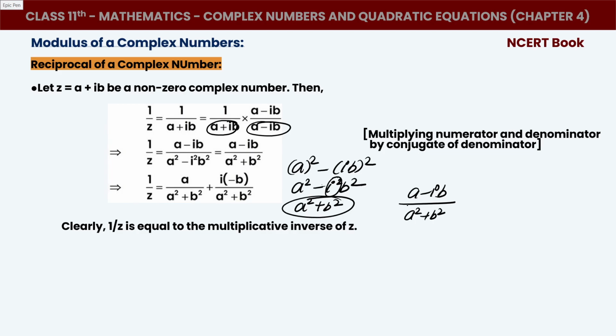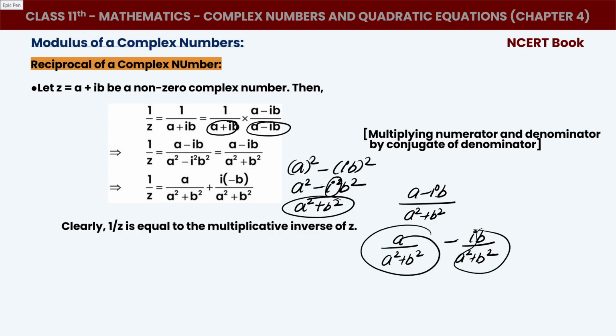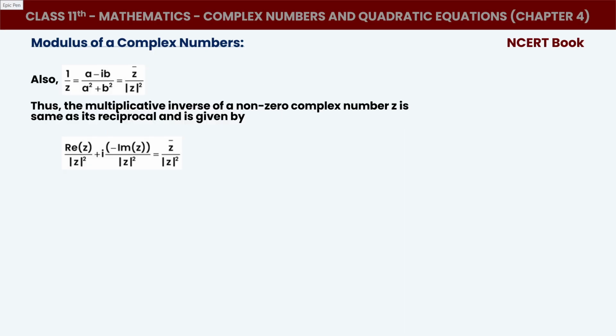Now in this we separate the numerator, the real value, and then we get here the imaginary value, right? So this is the real part, this is the imaginary part. So 1 by z is equal to the multiplicative inverse of z. What is this for us? Multiplicative inverse. Now 1 by z I am writing here as a minus iota b over a square plus b square. a minus iota b we said is the conjugate of z. And a square plus b square is modulus of z whole square, right?